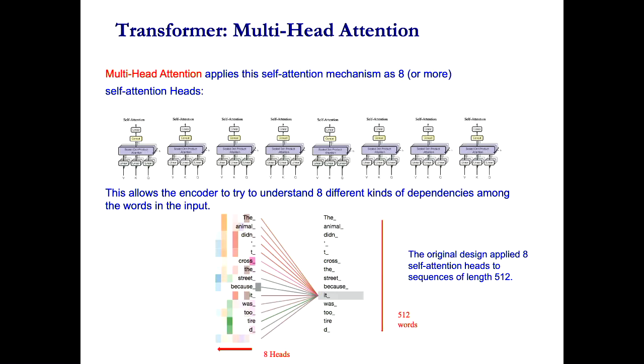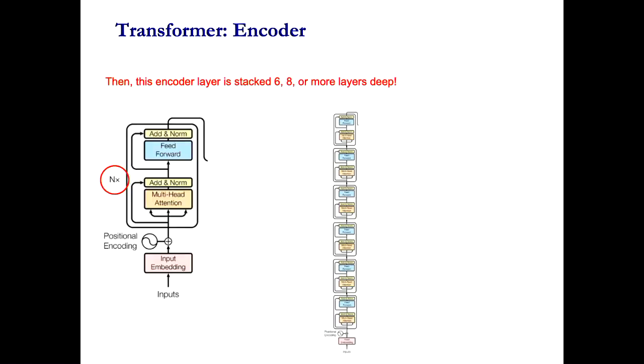Fixed sequences. And then you stack them. In the original diagram, I didn't talk about this. You have n times. This thing is already, essentially through the operations, through the four-dimensional matrices that they do this in, you're doing this 512 times for 512 words.